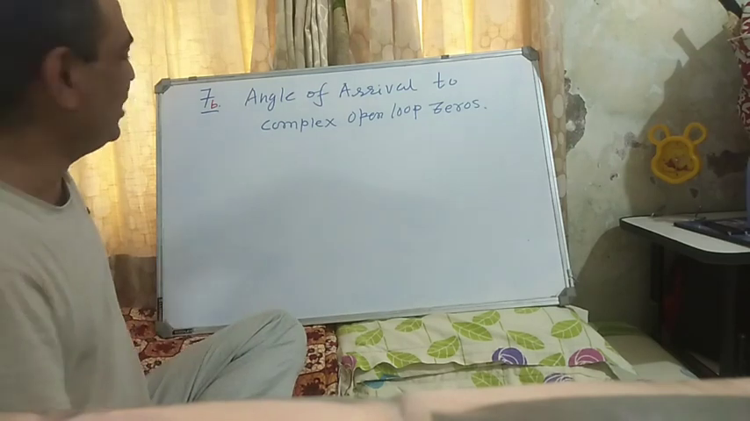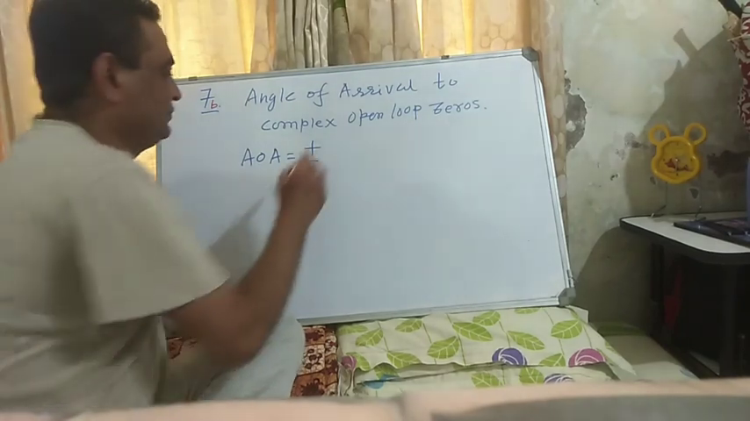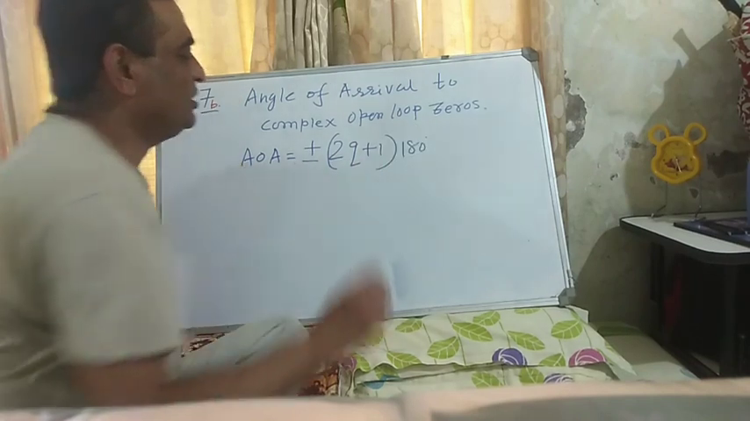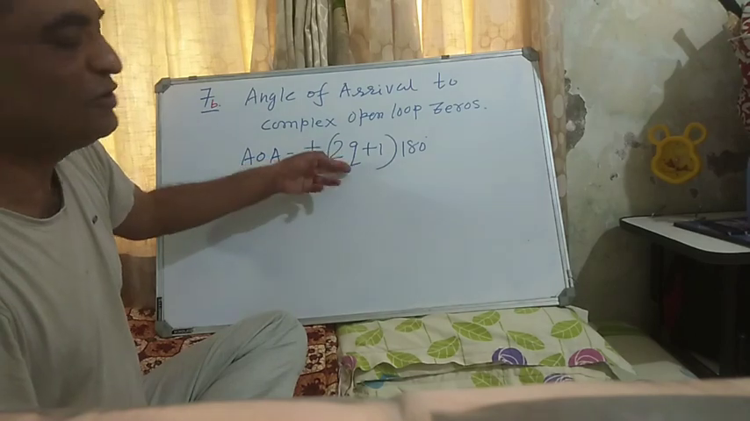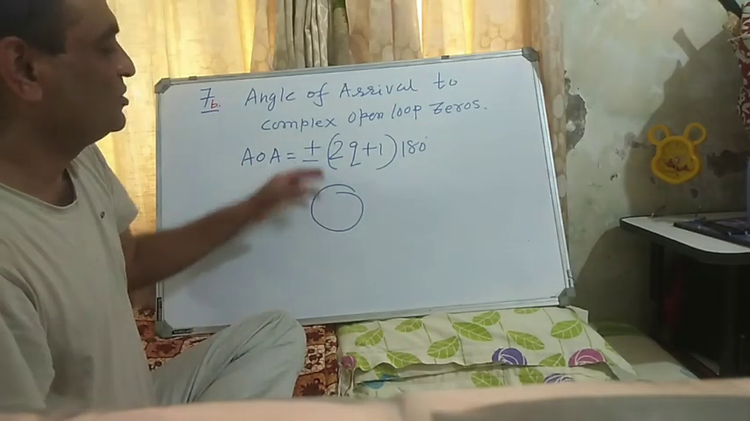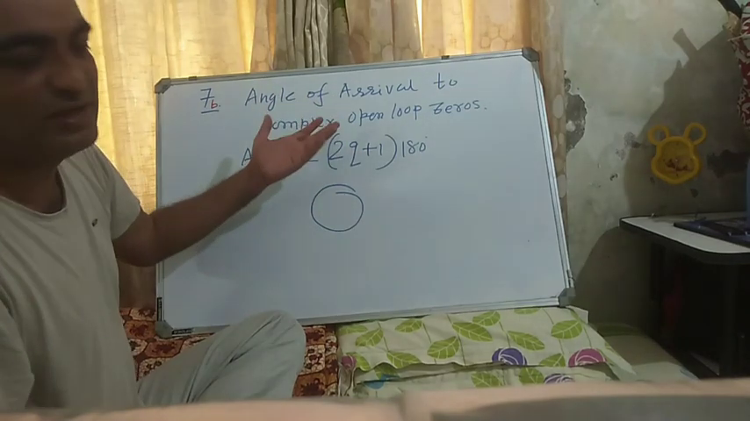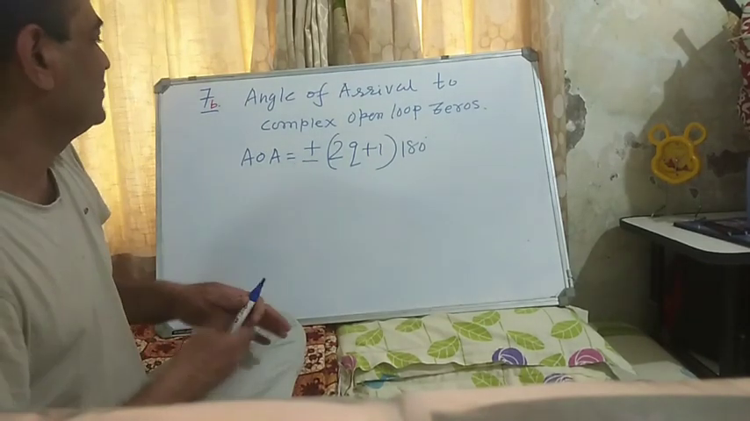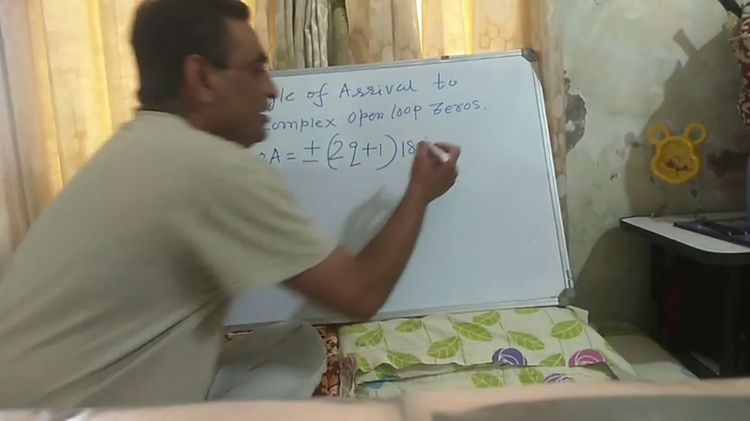For that, the formula is: angle of arrival is given by plus minus (2q plus 1) into 180. If you put q equal to 0, or q equal to 1, then it will move through 360 again, and you will get the same answer. If you put q equal to 2, the answer would also be the same, because it will take one round of 360 degrees. So don't worry about q. So the angle of arrival is equal to plus minus (2q plus 1) into 180 degrees minus phi.